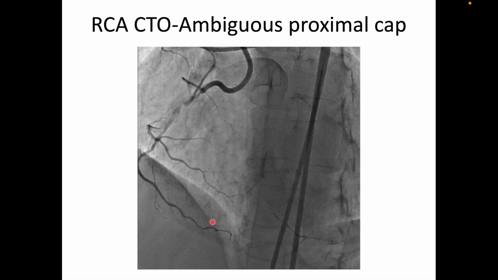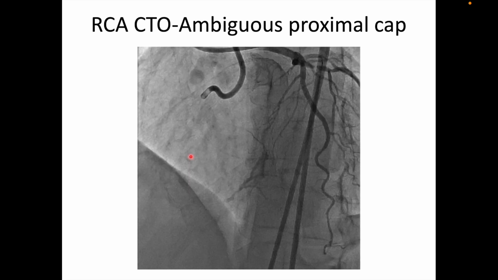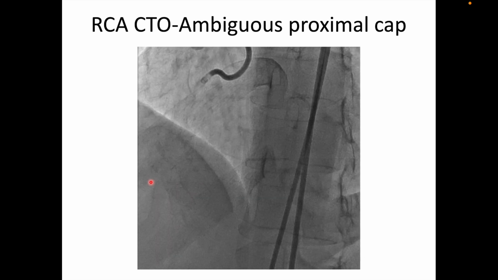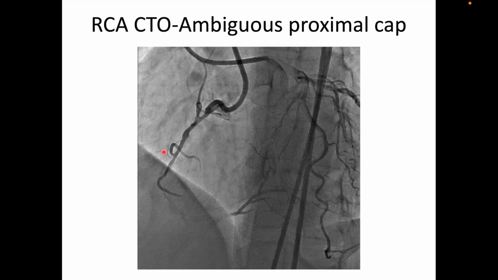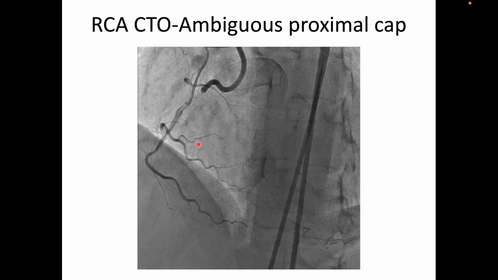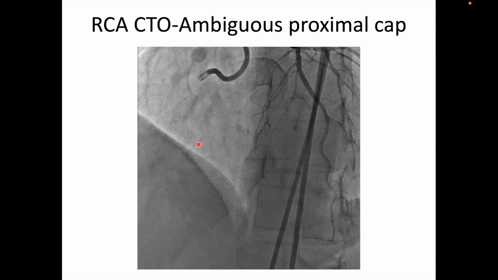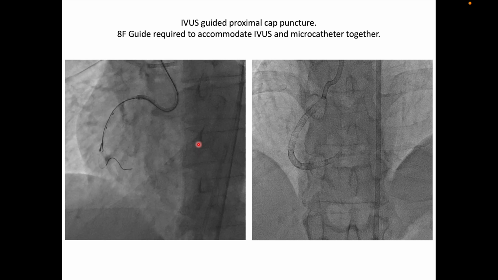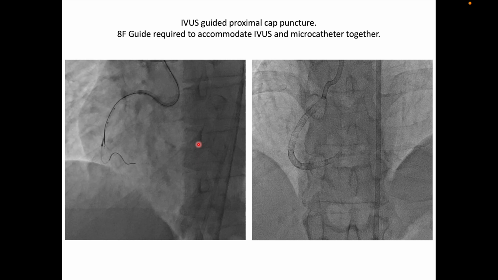Just going through a case quickly, RCA CTO, where you have an ambiguous proximal cap here, but luckily you've got a nice sizable branch here in which you can take your IVUS catheter, and on the way out you can identify where the proximal cap is. This is what we did. So this is an IVUS guided puncture of the proximal cap.